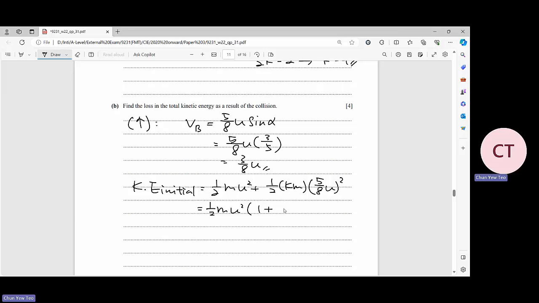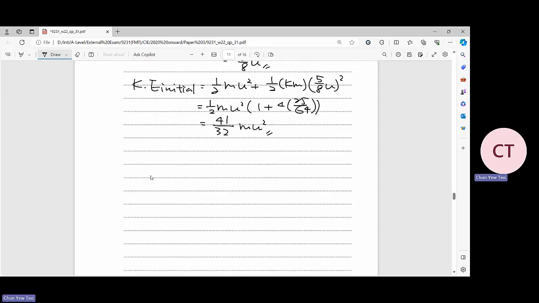K is what? K just now is a 4. So 4 multiplied by 25/64. So this one needs a calculator. Okay, 25 times 4/64 plus 1, then divide by 2. Convert into the fraction: 41/32 mu square.